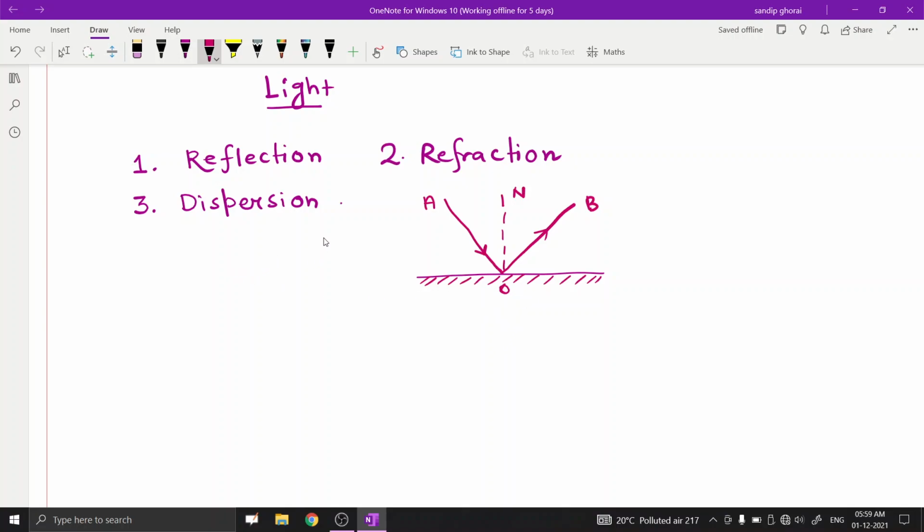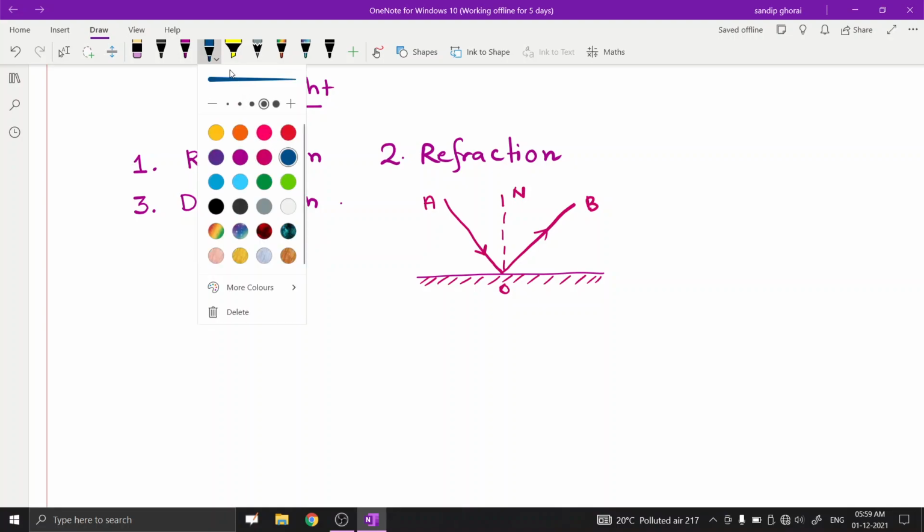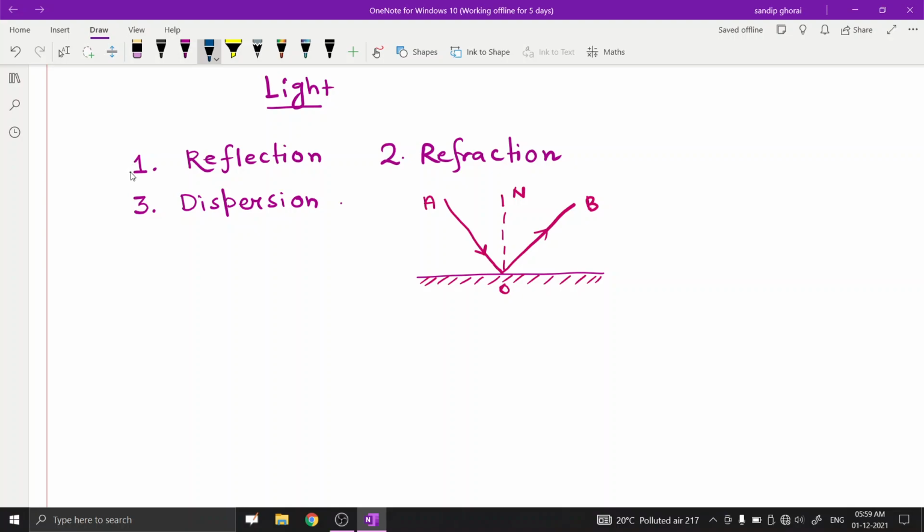For reflection, we can take two different types of mirror: one is plane mirror, and another one is spherical mirror. We have to know about images formed by reflection for different types of mirror like plane and spherical mirrors. And what is a plane mirror? When the reflecting or polished surface is plane, we say this is your plane mirror.